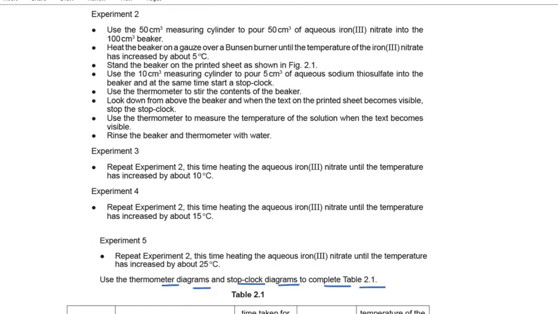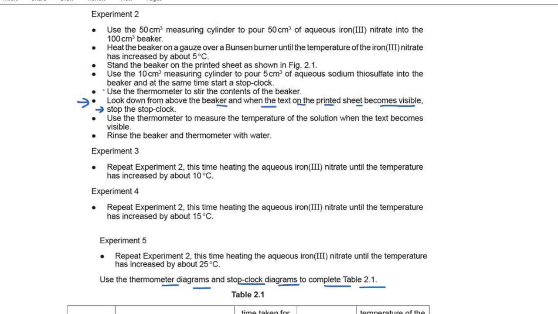Now here we can see that it's written in the next step that look down from above the beaker. When the text on the printed sheet becomes visible, stop the stop clock. So now what we are doing is we are looking from the top of the beaker and we are trying to see when the text becomes visible, and when the text becomes visible we stop the stop clock and measure the time.